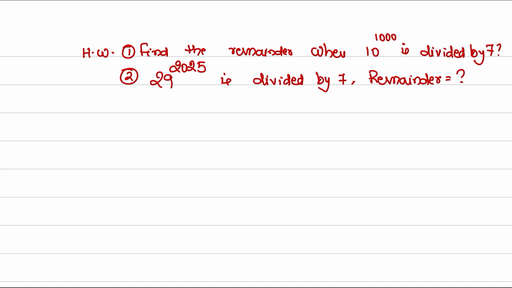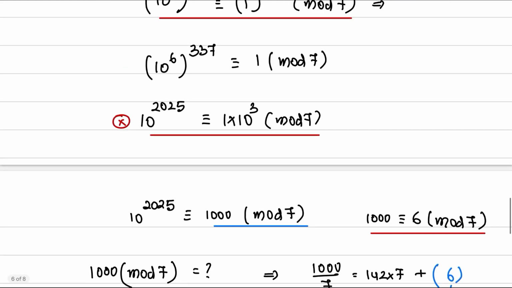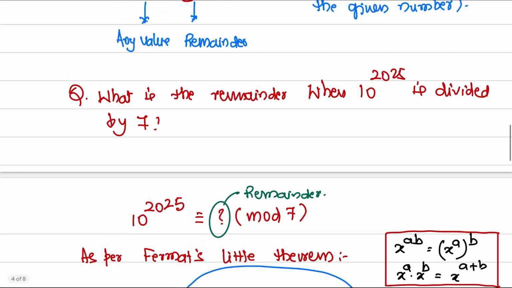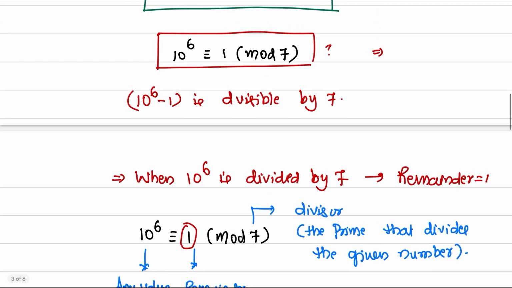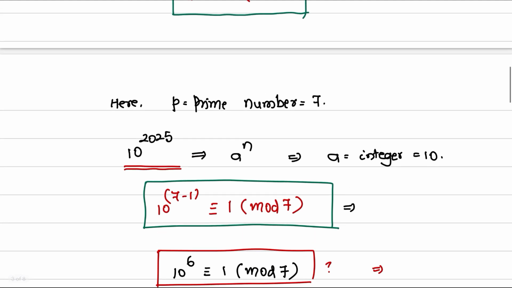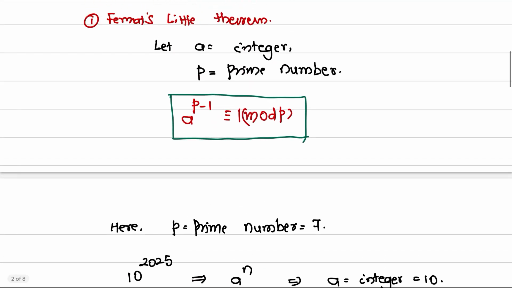Fermat's theorem says a to the power of p minus 1 is equivalent to 1 modulo p. This is the Fermat's Little theorem. We applied this and got the answer as remainder 6 when 10 to the power of 2025 is divided by 7.